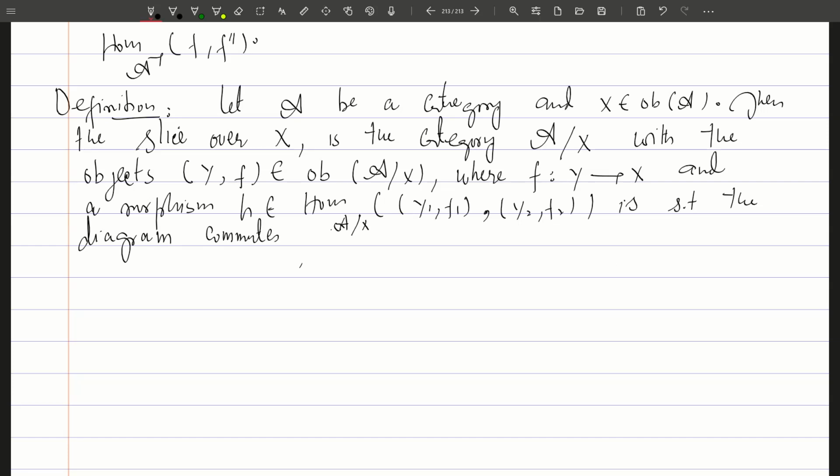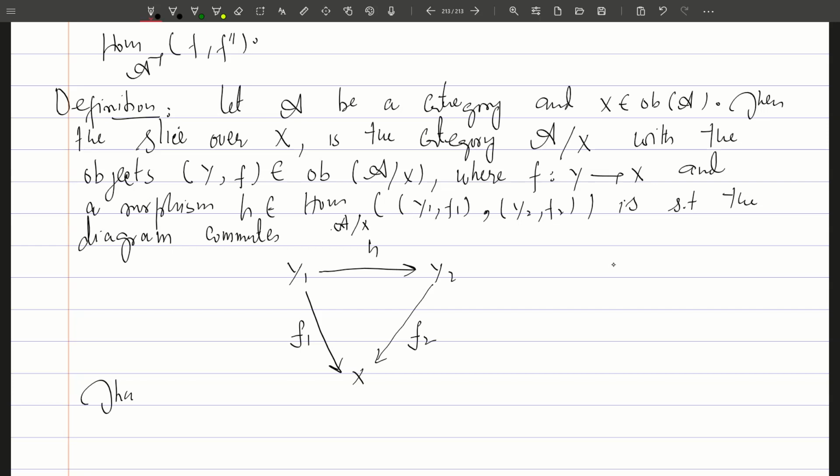So we have two objects, y1 and y2. Since y1, f1 is an object in the slice category, this f1 is a morphism from y1 to x. Similarly, y2, f2 being an object in the slice category, this f2 is a morphism from y2 to x. Now this h is a morphism which takes this object to this object. So we call this h a morphism between these two objects if this diagram commutes.